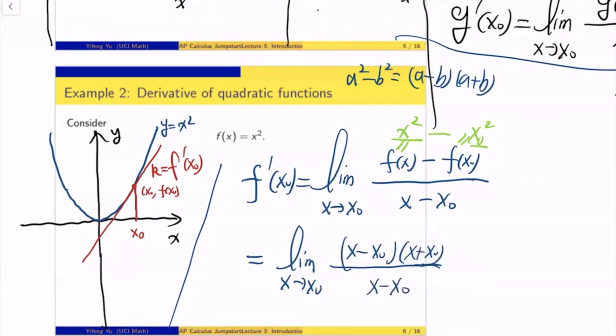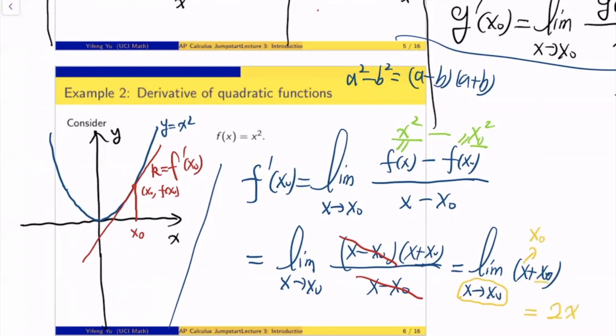This is great because we immediately realize we can cancel these with each other. So we just get the limit of x plus x0. Then everything is very clear. x approaching x0 means x becomes closer and closer to x0, so the limit goes to x0, and the other is fixed. So everything will just be 2x0. Good, so the derivative is twice x0. If I write it here, the derivative of x squared is 2x. So the slope is twice x0.